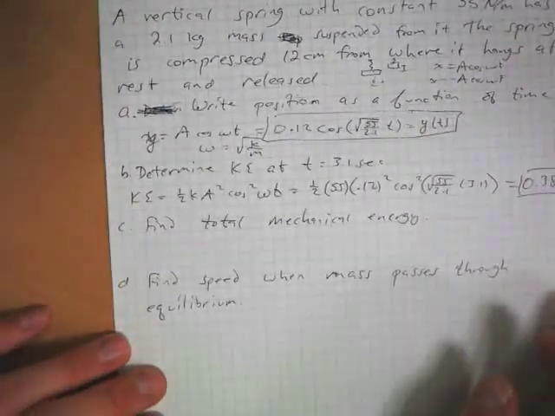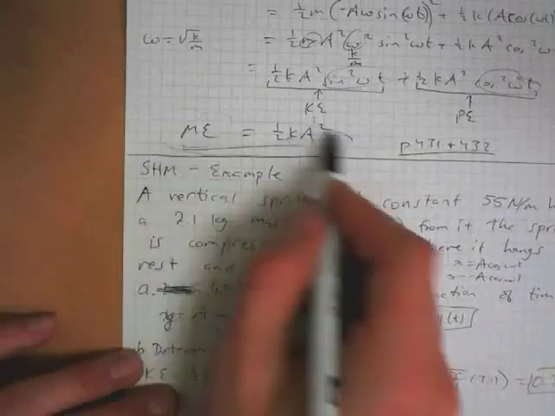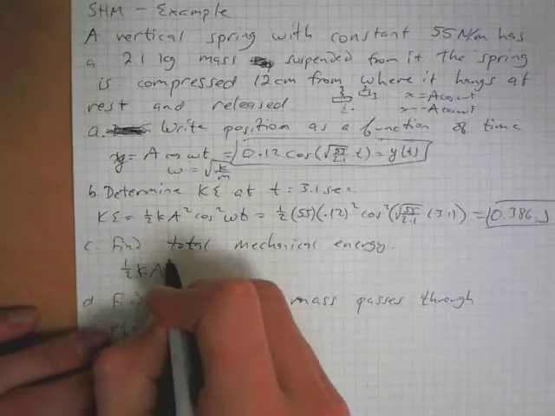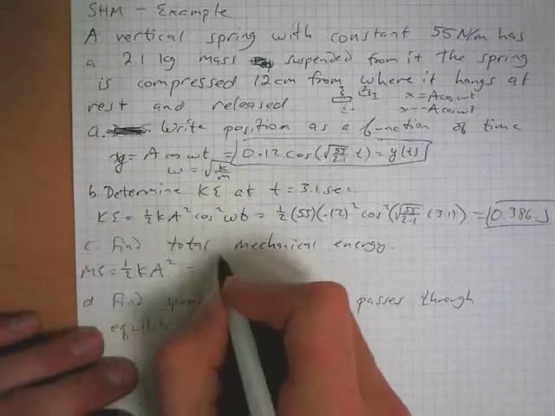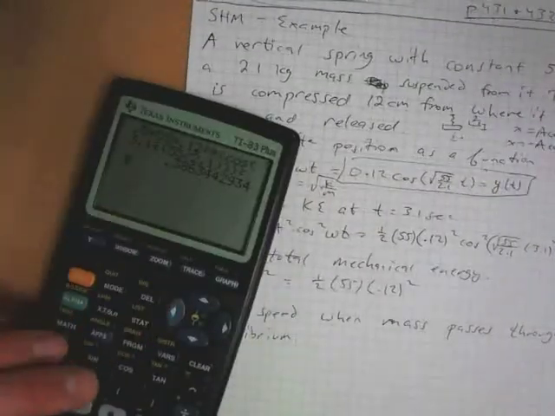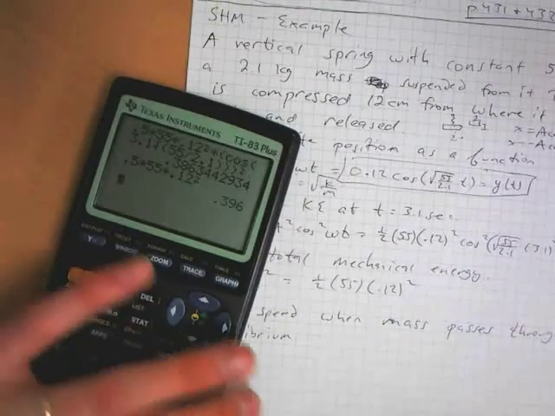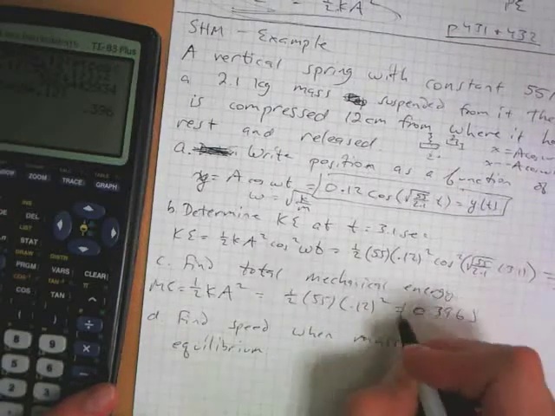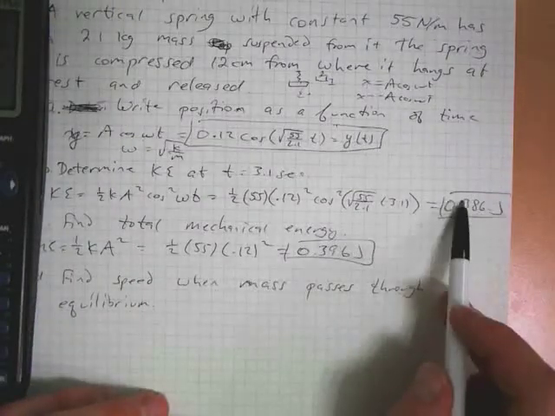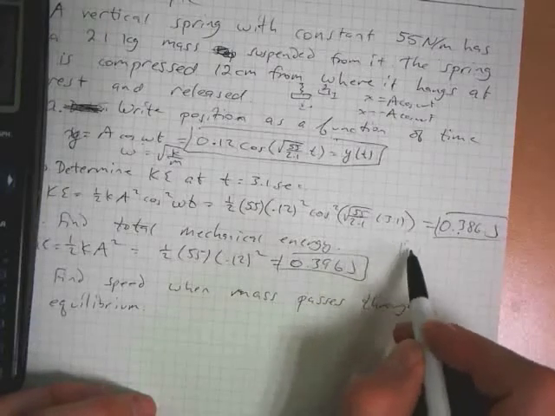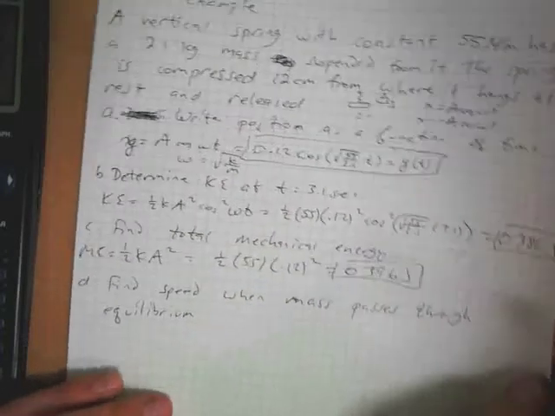Find the total mechanical energy. Well, total mechanical energy is just 1/2 kA squared. That's simple enough to punch in: 0.5 times 55 times 0.12 squared. That's equal to 0.396 joules. So we can tell at 3.1 seconds we're close to the maximum amount of kinetic energy. Remember, when a spring is oscillating back and forth, it has maximum kinetic energy at equilibrium, and the maximum potential energy at its furthest stretched and compressed points.